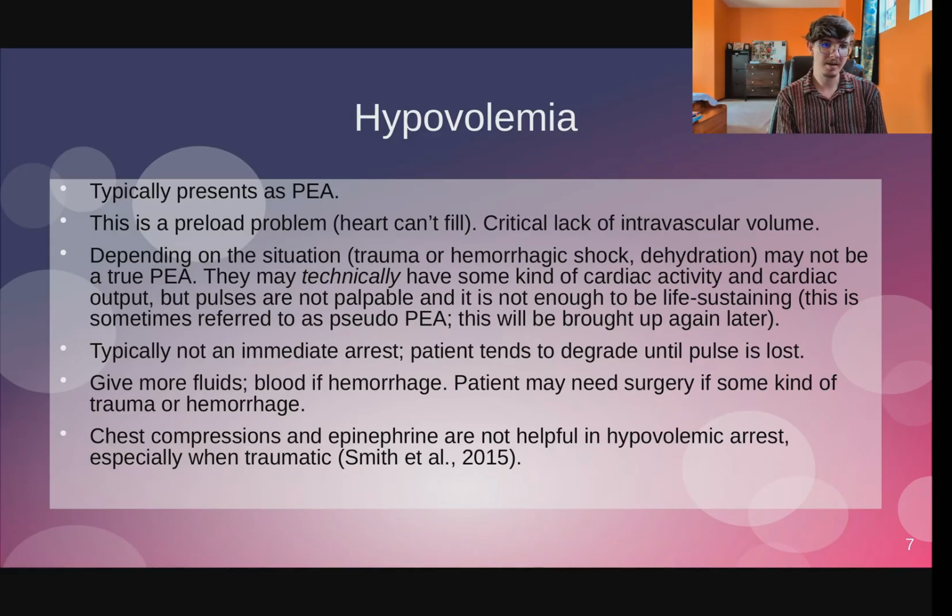So slamming more epi into their veins is really not going to do a whole lot for them, right? They're already kind of depleted their endogenous catecholamines. And chest compressions, once again, this is not a contractility problem. This is a preload problem. This is a volume problem. And doing chest compressions is not really going to help the heart fill, if you think about it, right?